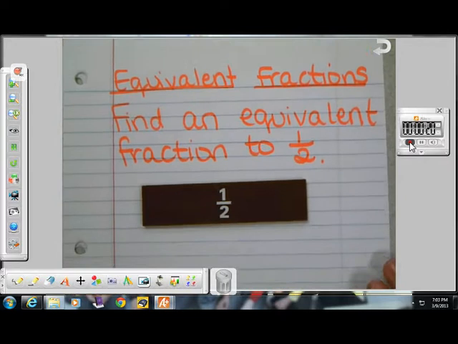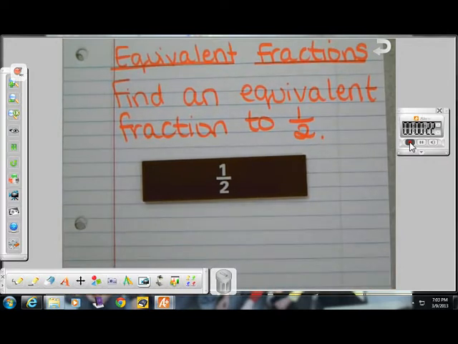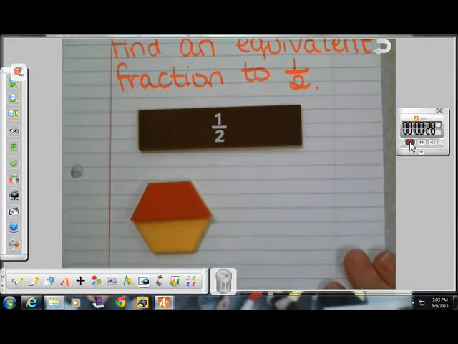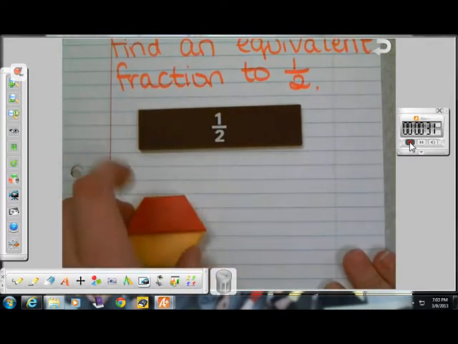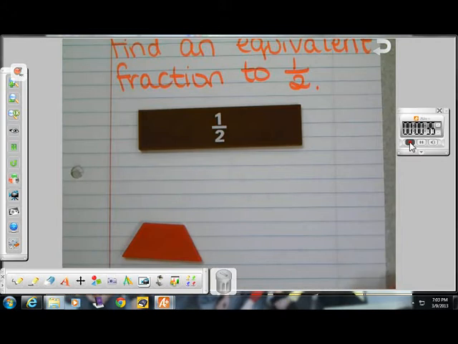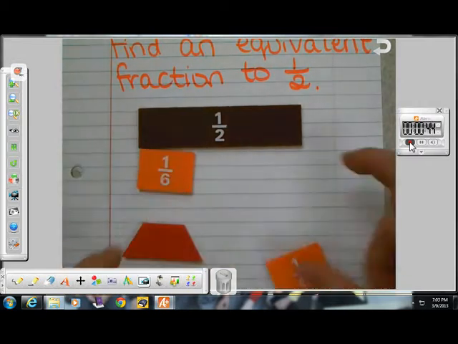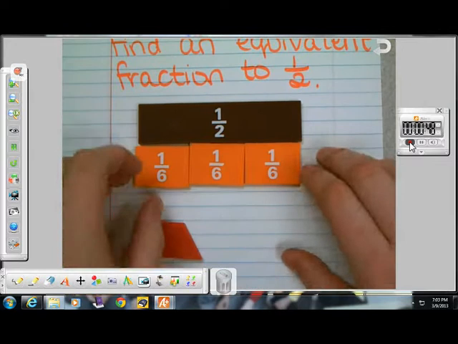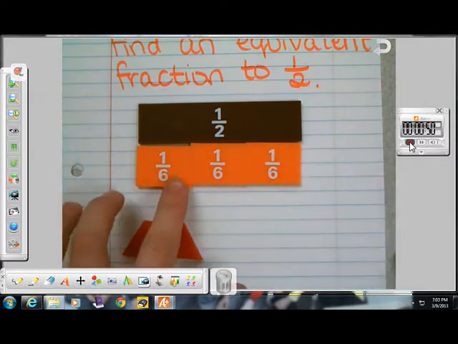So I pulled a 1/2 fraction strip here, and then I'm also going to pull a trapezoid because we use our red trapezoid as a 1/2. Finding an equivalent fraction to 1/2 is as simple as using these tools and finding a perfect match. So let's say I have 6. I could pull down 1, 2, 3/6. 3/6 is an equivalent fraction to 1/2.